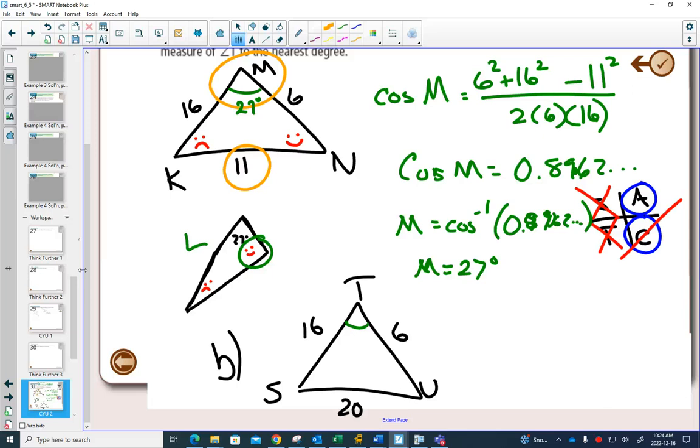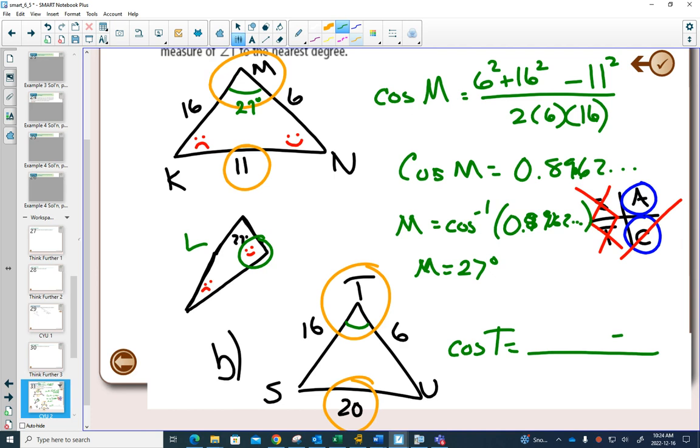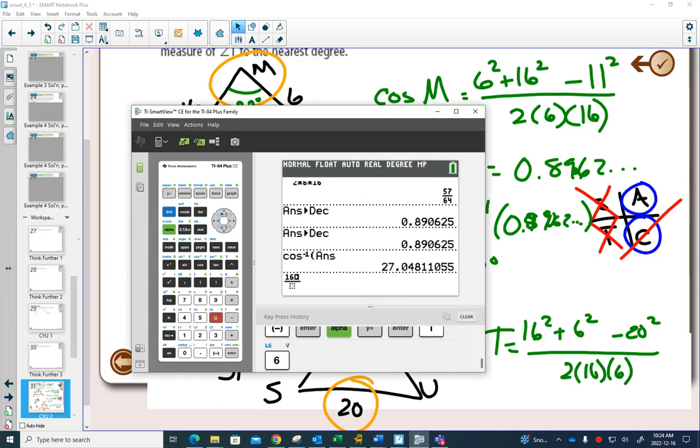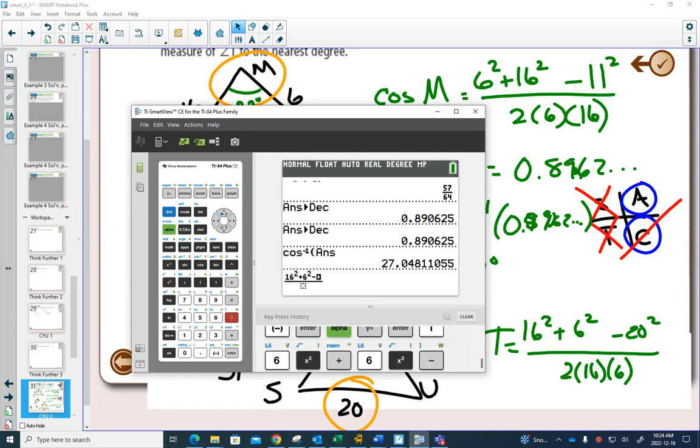So we want to find angle T. Again, cosine law, those two are going to go together. So cos of T equals, over here, I'm going to put the minus 20 squared. The other numbers don't matter. 16 squared plus 6 squared minus 2 times 16 times 6. Go to my fraction button on my calculator. Alpha y equals fraction. 16 squared plus 6 squared minus 20 squared over 2 times 16 times 6. Enter.